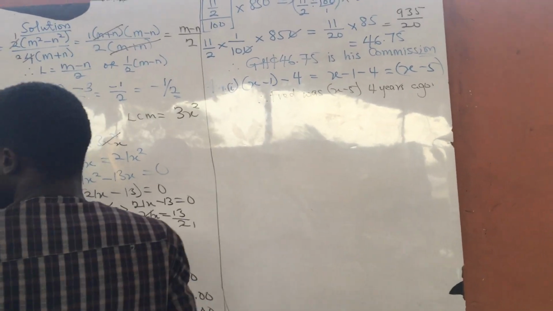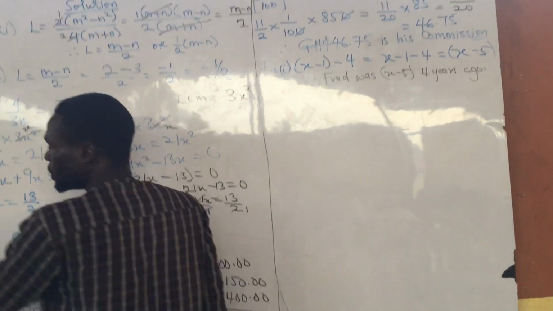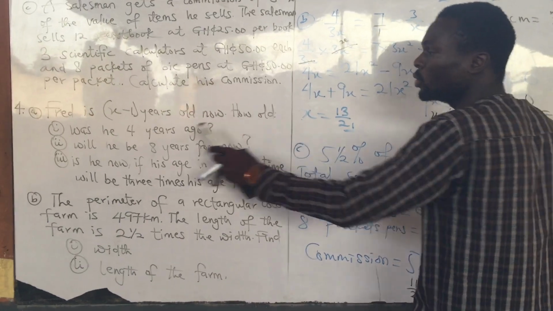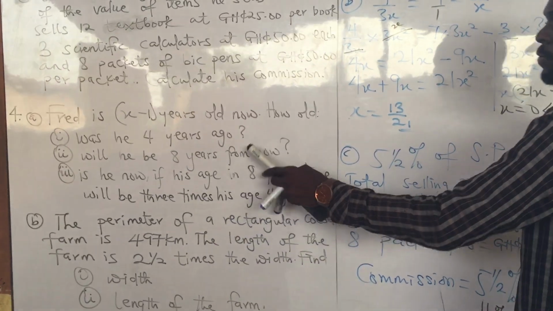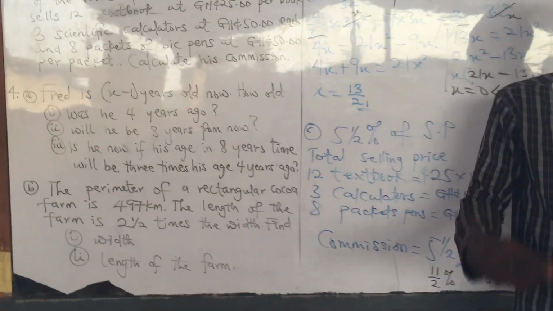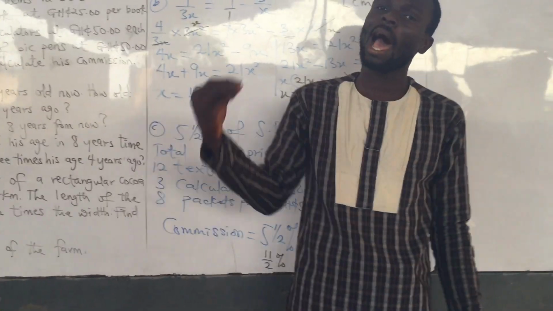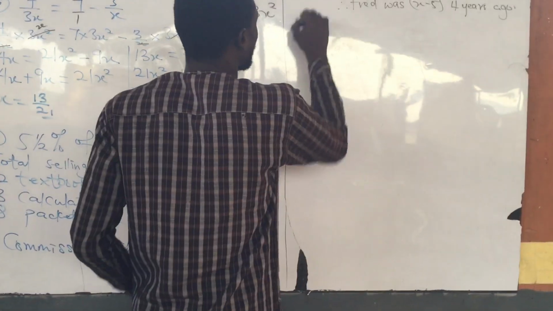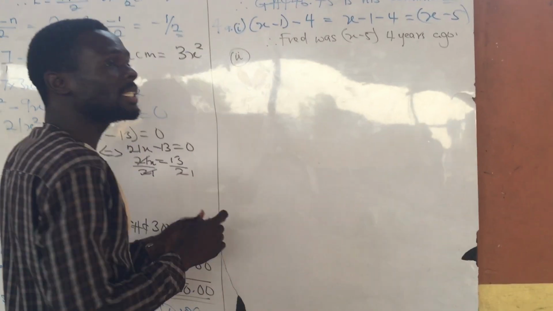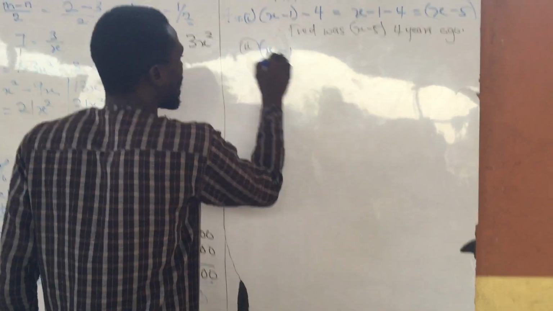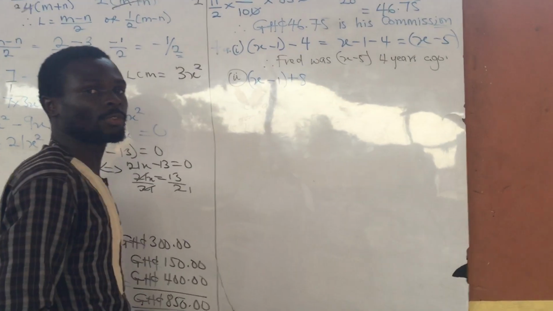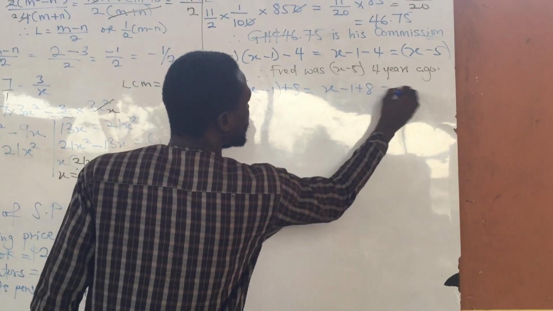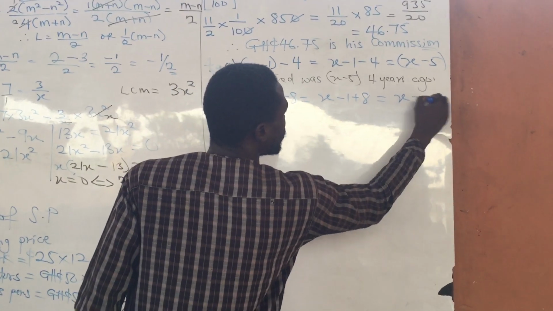When you continue, it says, how old would he be 8 years from now? So to calculate his age 8 years from now, we are going to add 8 to his current age. So 4II, 8 years from now. His current age was given as X minus 1, plus 8 years from now. Solving this is going to give you X minus 1 plus 8, which is equal to X plus 7.